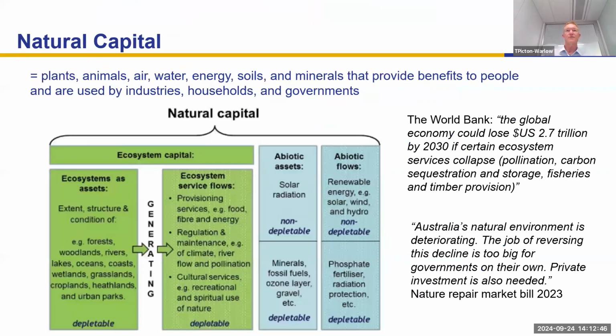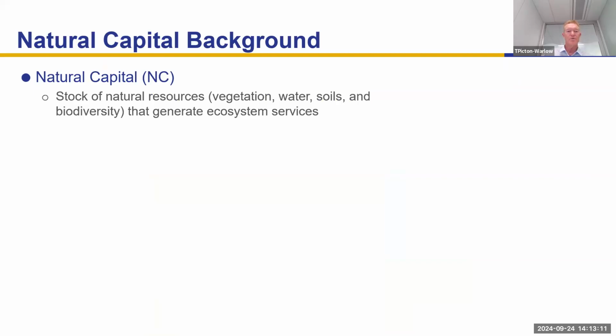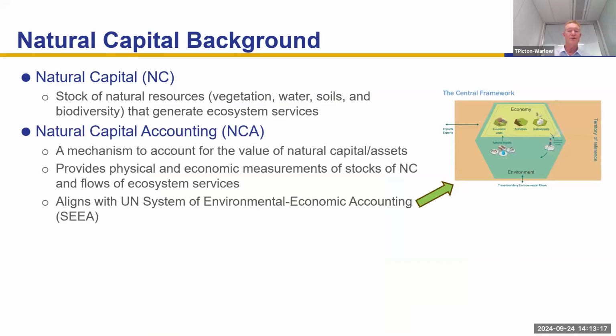So if we go into the definitions, what is natural capital? It's plants, animals, air, energy, water, soils, minerals that provide benefits to people and are used by industries, households and government. So it's a comprehensive view. It includes biotic and abiotic. So it's very, very large in its scale and its meaning. It's important to realise that when we talk about natural capital, that's the context I'm talking about it within, which is very broad. And then we have natural capital accounting.